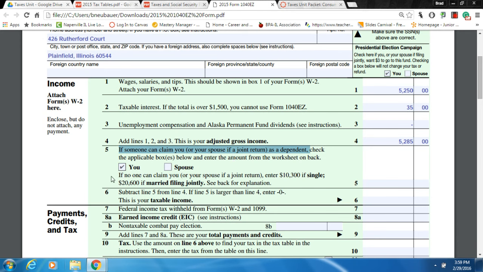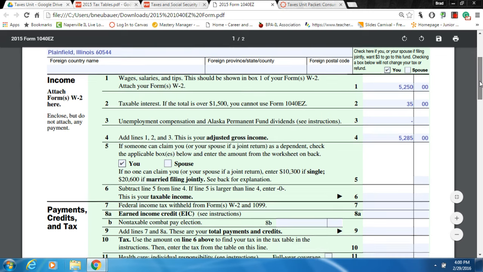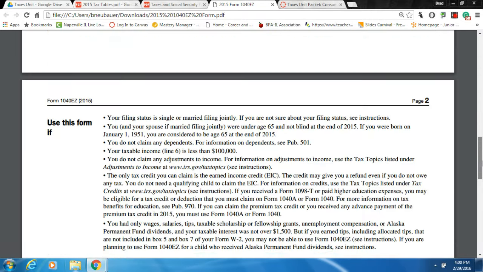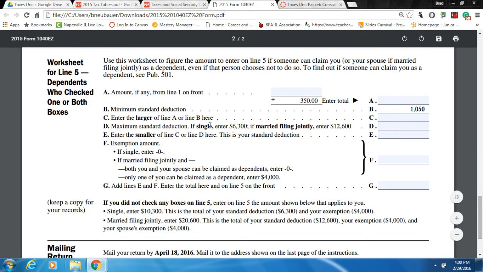If no one can claim you as a dependent, then you would enter $10,300 on this line right here if you were single, or $20,600 if you're married filing jointly. So since his parents can claim him as a dependent, we need to scroll down and figure out, okay, what's going to be his standard deduction. Okay, and all you do is you read the directions. So it tells you use this worksheet to figure out the amount to enter on line 5 if someone can claim you as a dependent. So his parents can claim him as a dependent, so we have to figure this out.